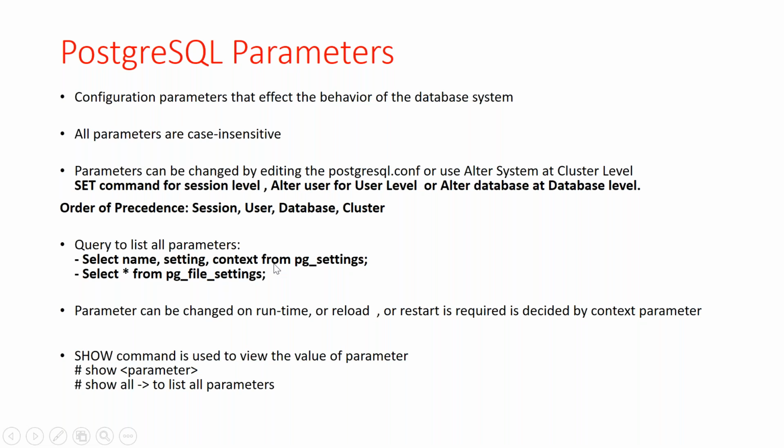You can see all the parameters with name, setting, context from pg_settings. This is the table to see all your parameters. A parameter can be changed at runtime, using the ALTER SYSTEM command. You can reload your parameter file with pg_ctl reload. I think we tried this as well. Or you have to restart your cluster altogether.